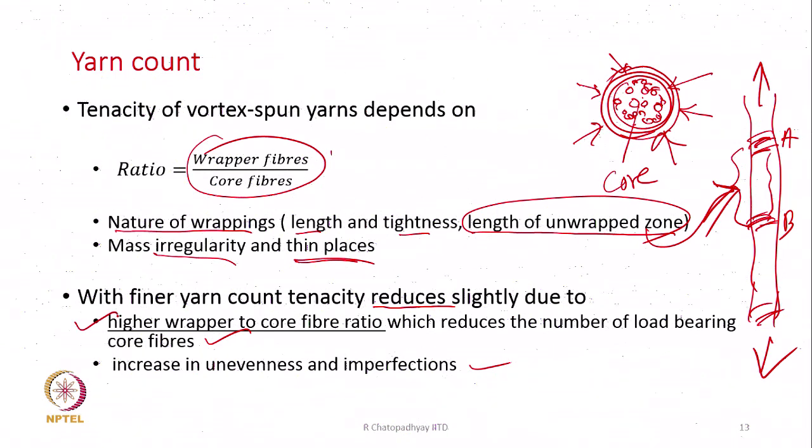One is the increase in unevenness and imperfections, and the second is the increase in wrapper to core fiber ratio. So, wrapper fibers become more in comparison to the core fibers. If the core fibers become less, then obviously load bearing fibers will be less. That will also reduce the tenacity.